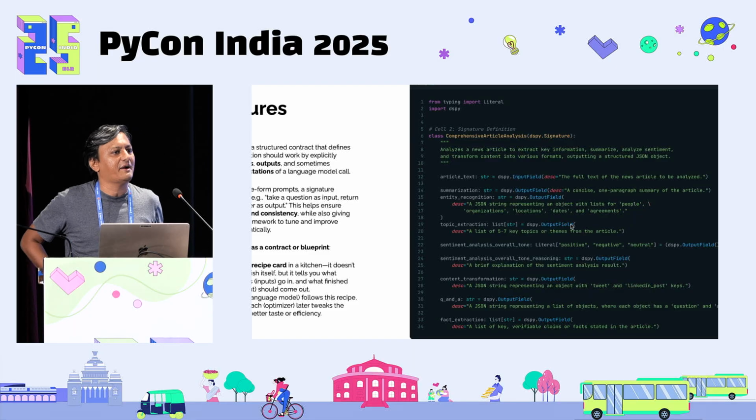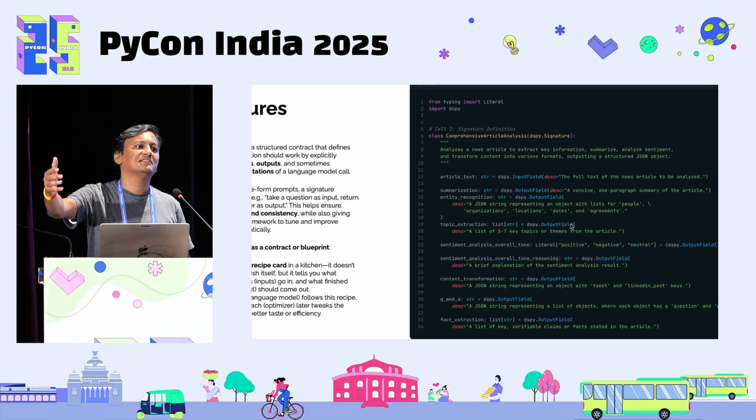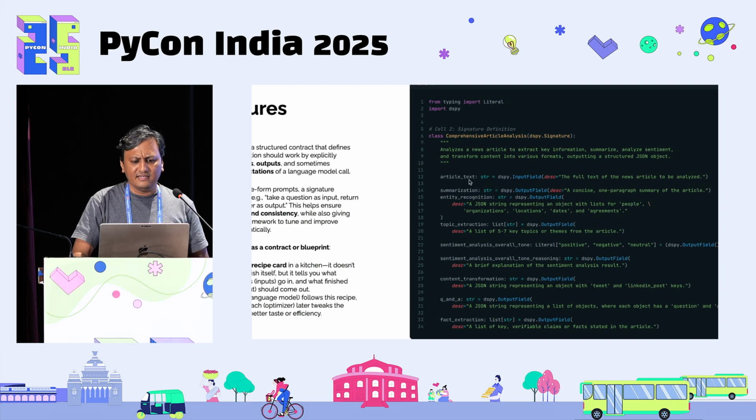You would inherit the DSPy signature class, and you'll just create the input fields and the output fields that you're expecting and give the instructions. That's it. And when you execute this class, it'll generate the prompt for you, get you the response, and give you back the object that you're looking for. So right here, you can see the article text is a string type, and it is a DSPy input field. And this is the instruction, that the full text of the news article to be analyzed. And these are all the output fields that you're looking at, which we showed in the initial requirement.